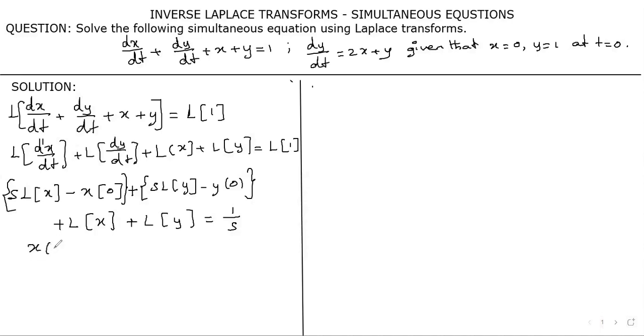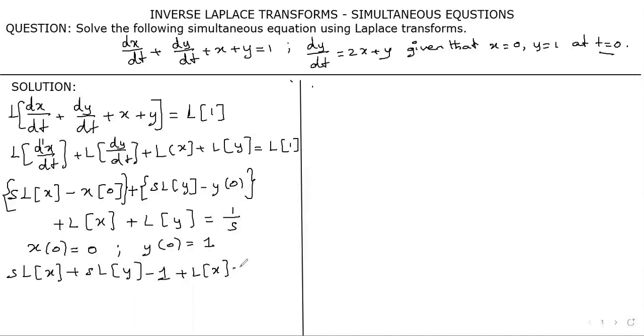Now the condition is x of 0, that is x of t where t is 0, given in the condition. So when x of 0 is there, you have to apply 0, and when y of 0 is there, you have to apply 1. Wherever you see this, you can apply it in the above equation. So it will become s L of x, and x of 0 becomes 0, so just omit this. Now plus s L of y, and y of 0 is negative 1 here, because the symbol is negative, and plus L of x plus L of y equals 1 over s.